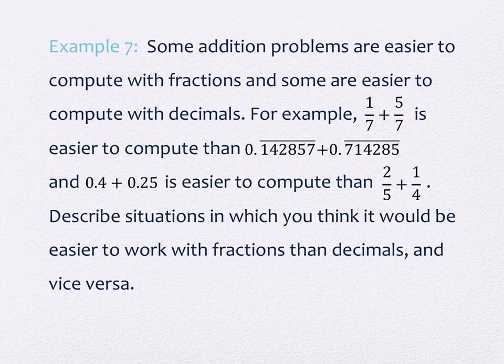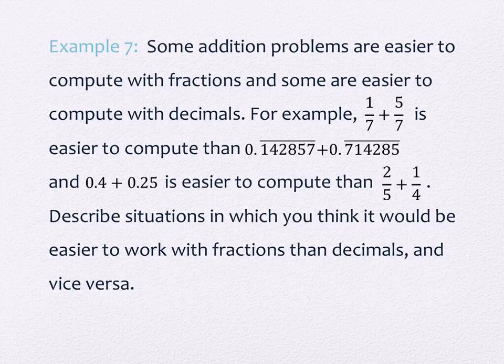For example, 1/7 plus 5/7, that's easy, isn't it? But 1/7 as a decimal is the decimal 142857 repeating. And 5/7 as a decimal is 714285 repeating. So if you wanted to add one of those sets of values together, I don't know about you, but I'm going with fractions. Okay? But if you worked with the numbers, for example, 4/10 and 25/100, it's easier to add that in decimal form. Not that the fraction form on that one is terribly messy, but it's still easier to do in decimal form than to do 2/5 plus 1/4.